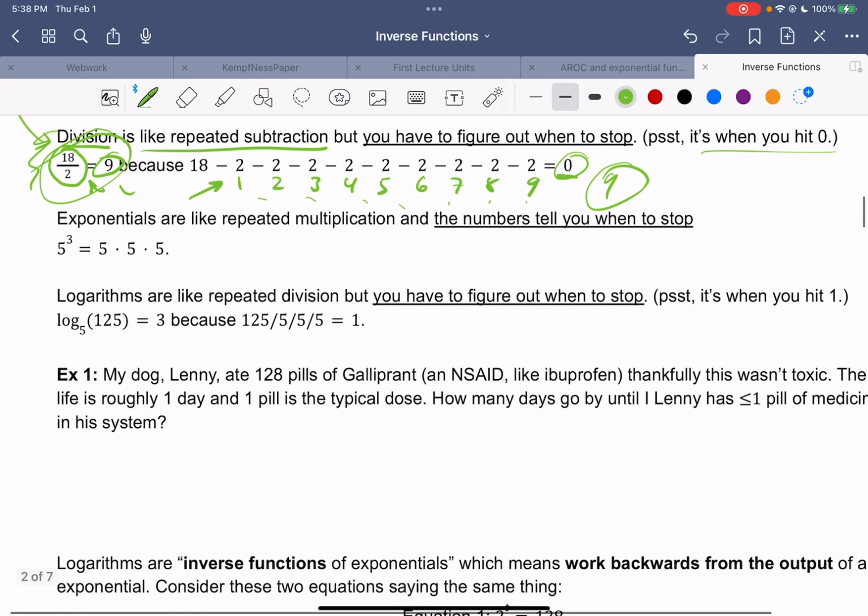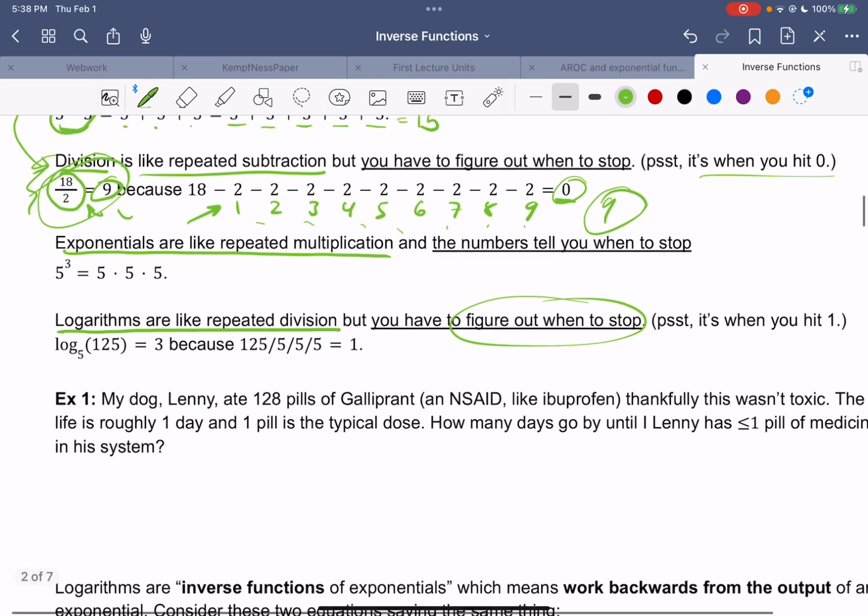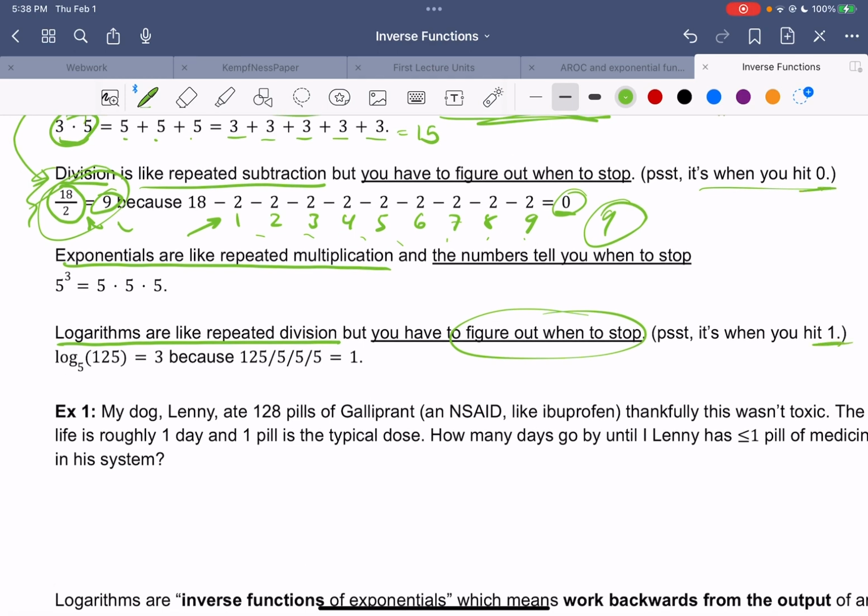Okay, whatever. All right, exponentials are like repeated multiplication, and the numbers tell you when to stop. Again, 5 to the 3 is 5 times 5 times 5. Great, done. Nothing to it. So much easier. Similarly, logarithms are like repeated division. They're going to undo the multiplication, but you have to figure out when to stop. This is why they're trickier, okay? And now we care about hitting 1, no longer 0, because it's a 0 exponent, right? It's going to be something to the 0, and then 1 ends up being the magic number, but whatever.